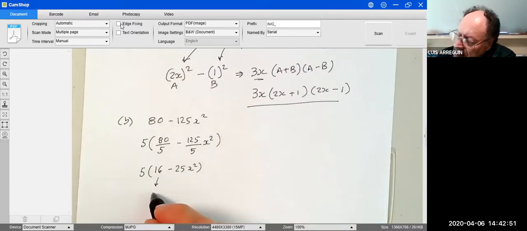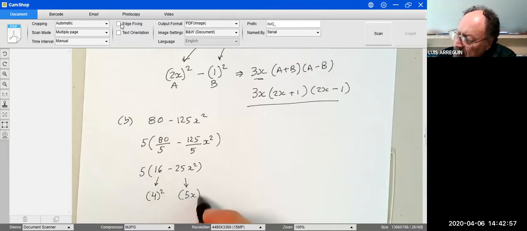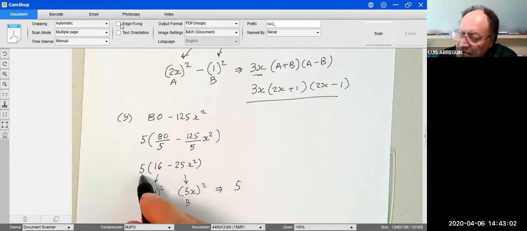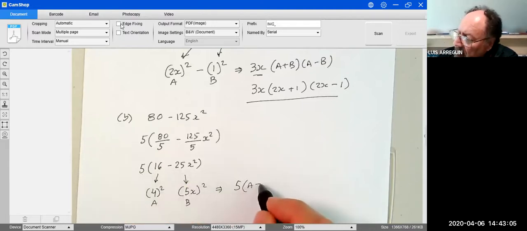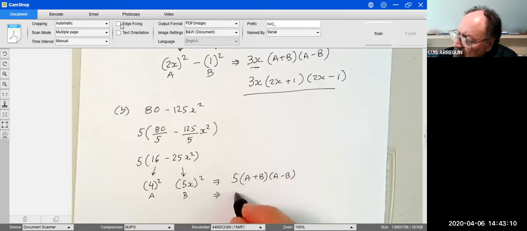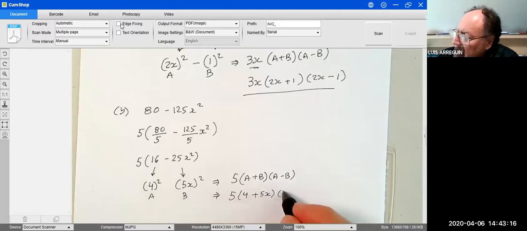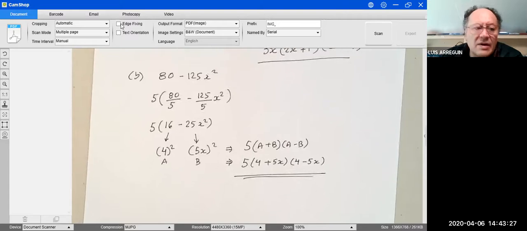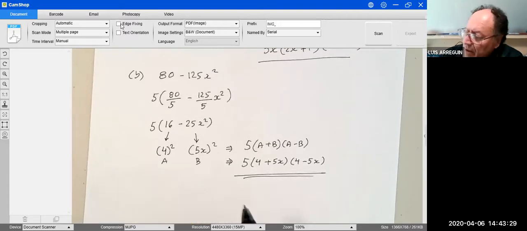So now we can write this as 4 squared. This is going to be 5x squared. So this is my A, this is my B. So I'm going to write 5, which is my first greatest common factor, A plus B, A minus B. So the final answer is going to be 5 times 4 plus 5x times 4 minus 5x. So that's the problem. So let's solve the last problem, and then you're going to have time to check some examples.